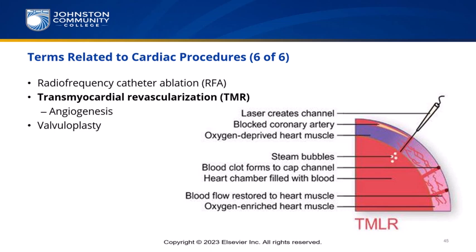With a laser, a series of holes is made in the heart tissue in the hope of increasing blood flow by stimulating new blood vessels to grow. This is known as angiogenesis. Angio is our combining form for vessels, and genesis means production. Then we have valvuloplasty. Valvulo is our combining form for valve, and remember, plasty is that suffix for surgical repair. This is the repair of a stenosed heart valve with the use of a balloon-tipped catheter.